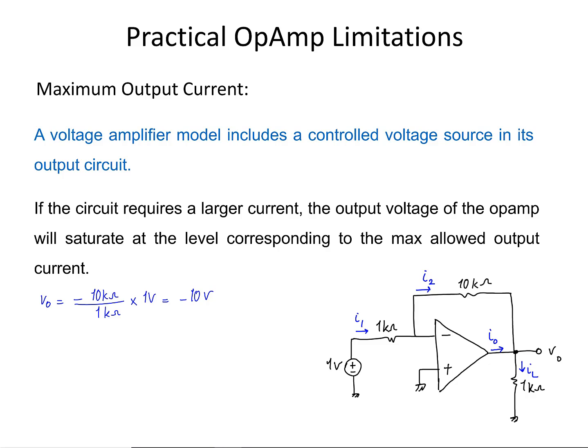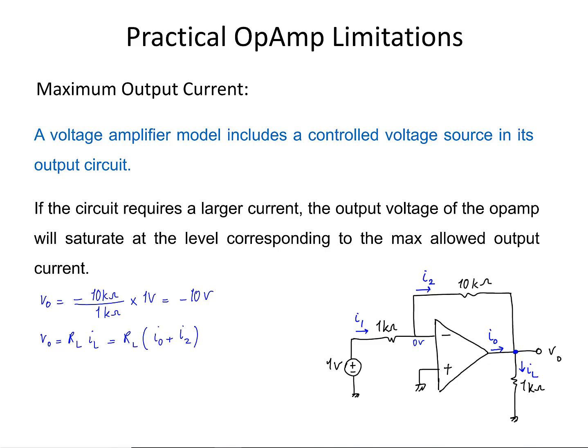Now, I also know that Vout is equal to RL multiplied by IL, and using the KCL at the output node, I have IL equals I out plus I2. So I2 and I out enter the node and IL leaves the node.